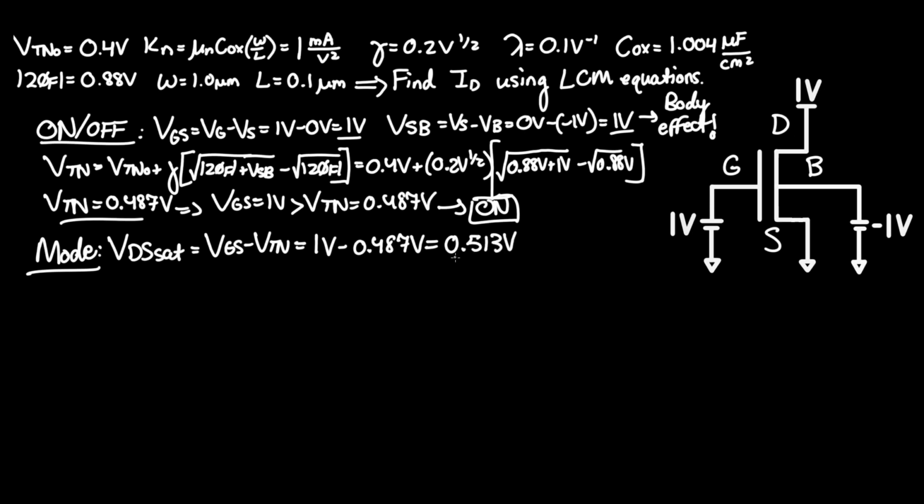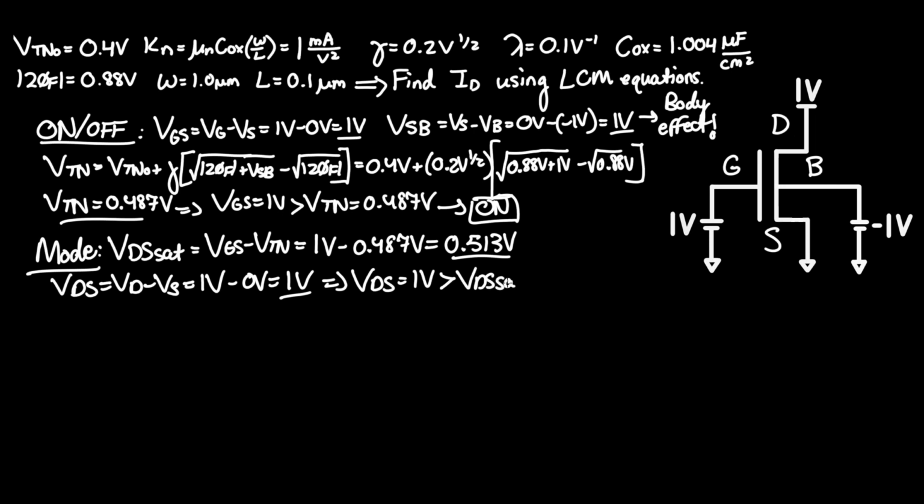And that equals 0.513 volts. VDS, on the other hand, equals VD minus VS, and that equals 1 volt, which is on the top here, minus ground, and again, that's 1 volt. Comparing that, it is obviously greater than VDS sat. As I said before, in this situation, we see that it is operating in saturation mode.